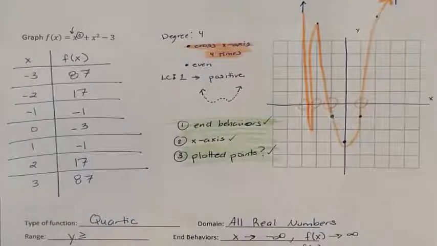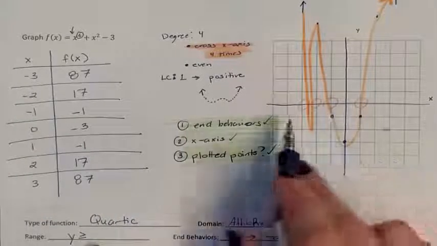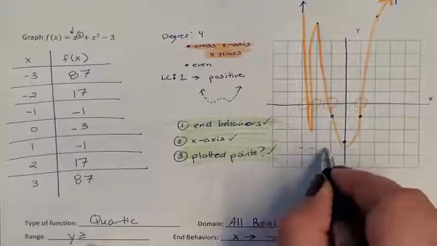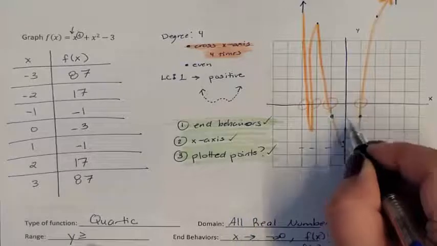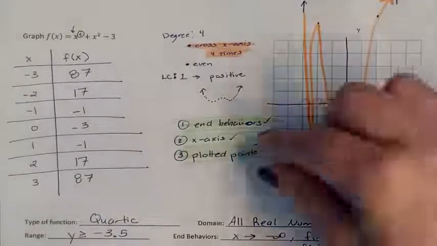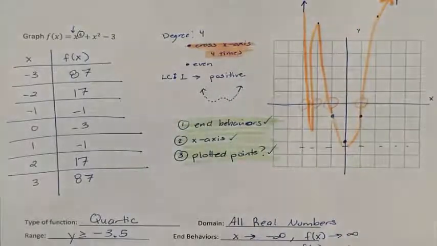Now my range. I need to finish my range. On this graph, the lowest I went was this right here, which meant that was 1, 2, 3, that was about 3.5. So everything was above that negative 3.5 that I graphed. It's a sketch of what it should look like.